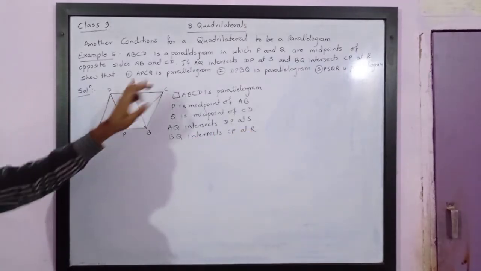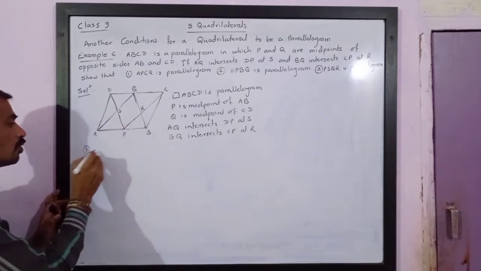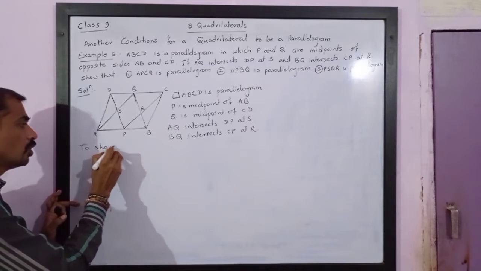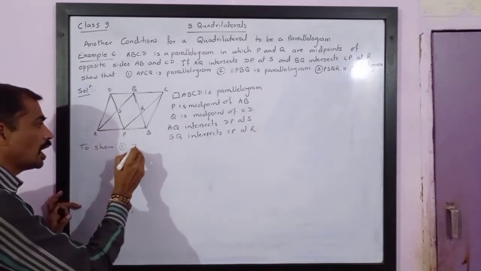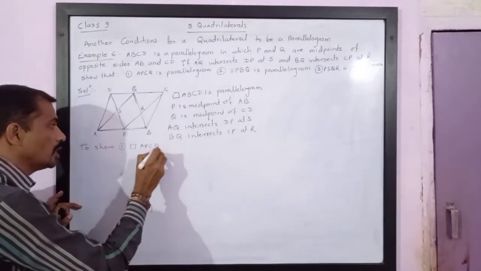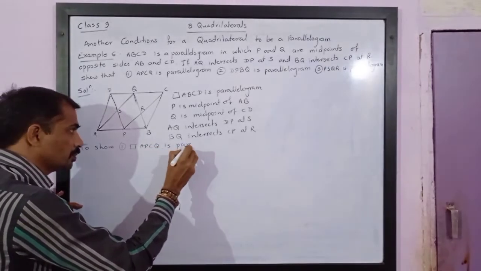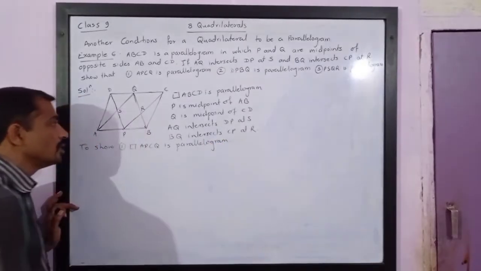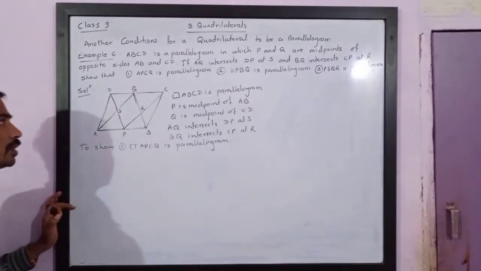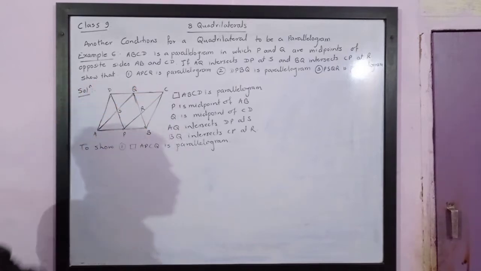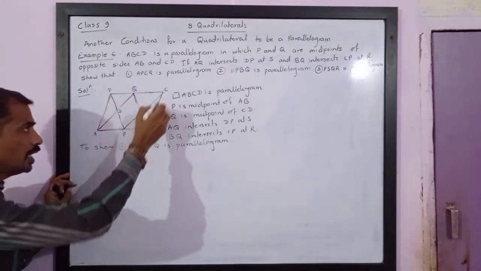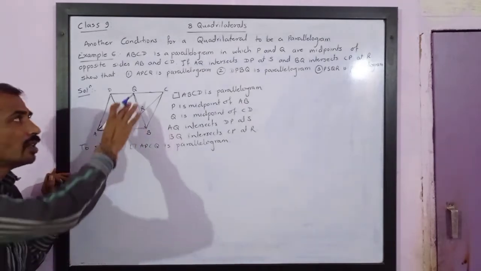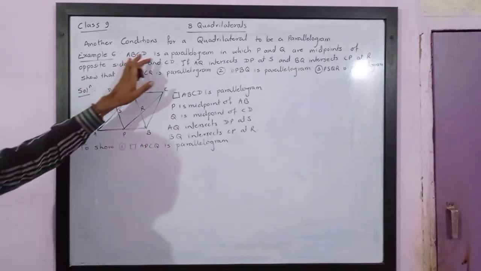Now first we need to show that quadrilateral APCQ is a parallelogram. We are given that ABCD is a parallelogram, which means this whole quadrilateral is a parallelogram. It means its opposite sides are parallel and also equal. We have studied the properties of a parallelogram.